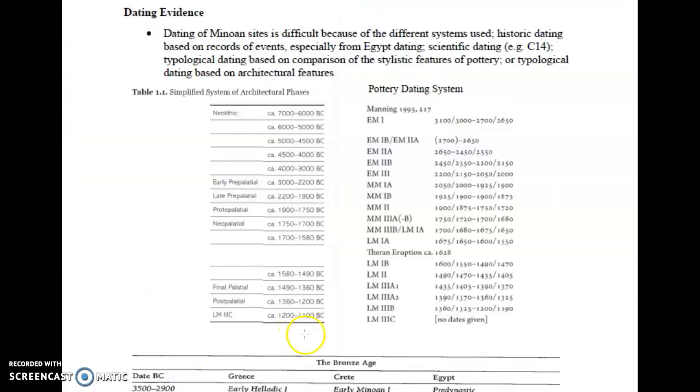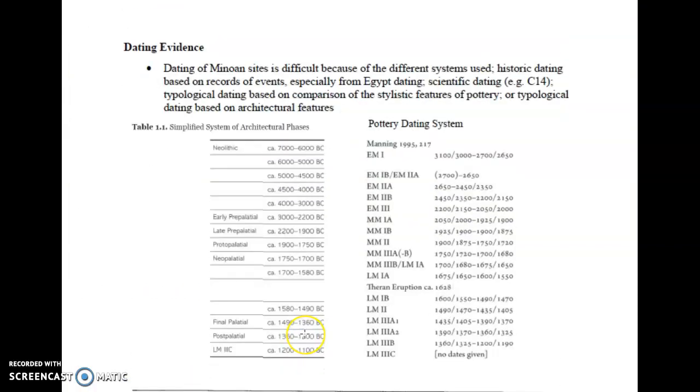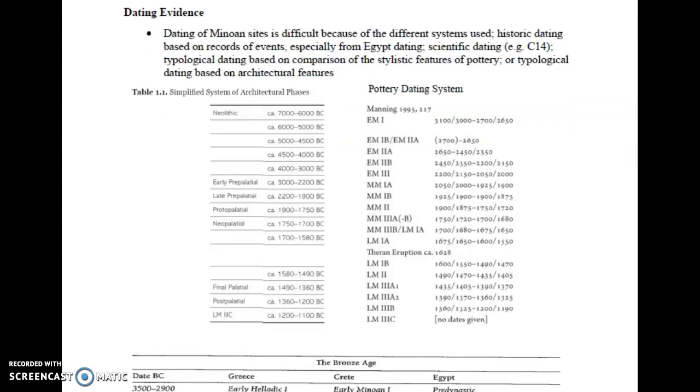Okay, so we're going to start by having a look at your workbook. So if you can please turn to page 7 in your workbook, and we're going to have a look at dating evidence. And I'll unpack these kind of tricky looking tables. So it's important to note firstly that the dating of Minoan sites is pretty difficult because we're mainly relying on the Egyptian dating system, as well as scientific dating, C14. And then we're comparing these things to topology of things like pottery, and also topology of different architectural features.